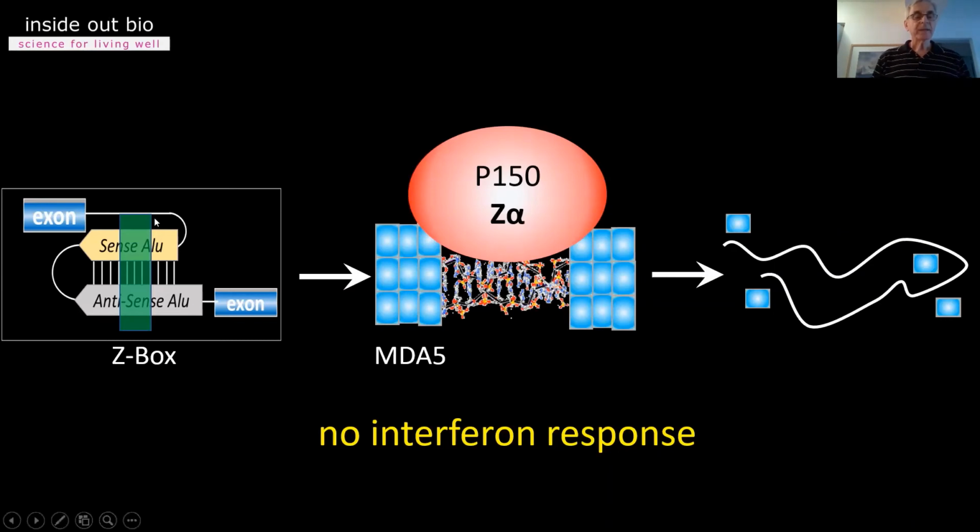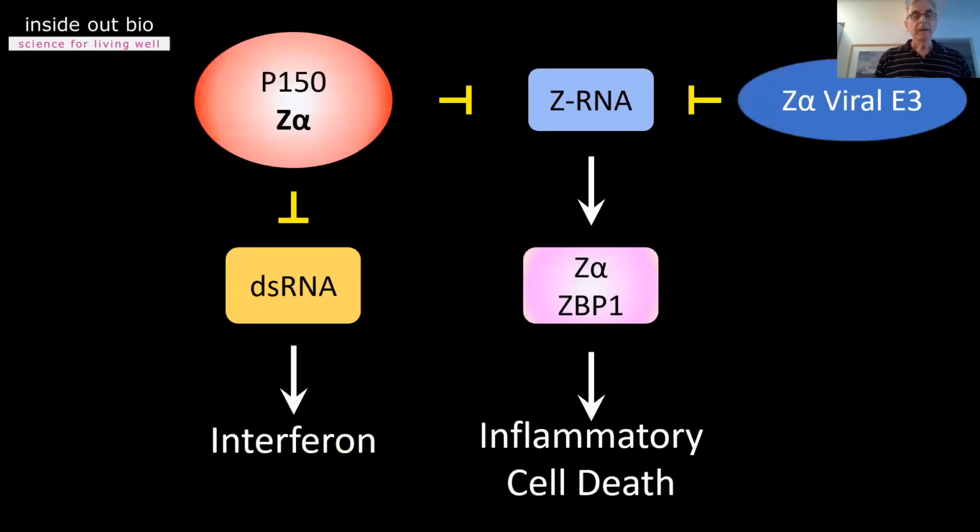This is an interesting example where the ALU retrotransposons originally threatened our survival by invading our genome, but now they are used to protect the genome by identifying self-transcripts to stop anti-self immune responses. So ADA1 Z-alpha is part of a larger regulatory scheme.